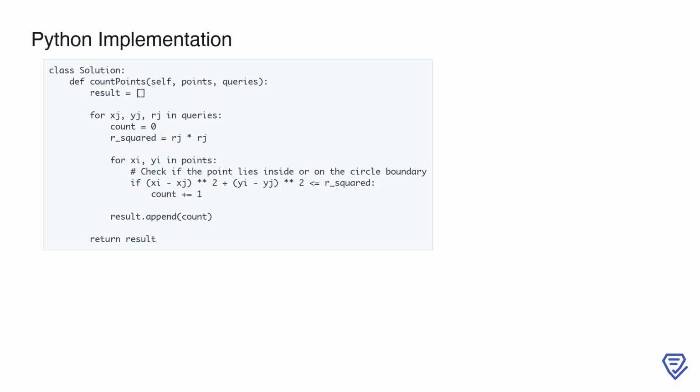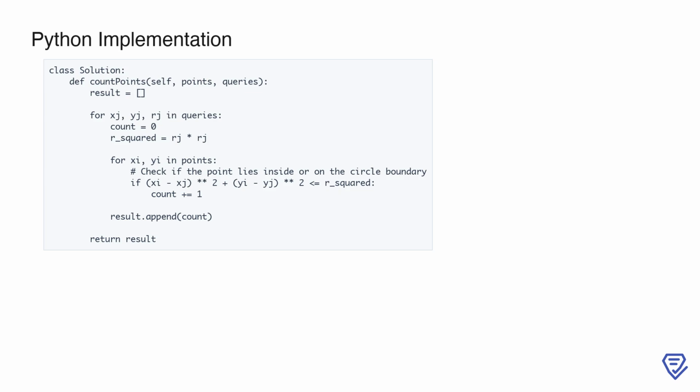4. Inner loop. For each query, the algorithm iterates over all points, xi, yi, in the points list. The squared Euclidean distance from the point to the circle center is computed as (xi - xj)^2 + (yi - yj)^2. If this squared distance is less than or equal to r_squared, the point lies inside or on the circle, and the counter count is incremented. 5. Result storage. After processing all points for a query, the count is appended to the result list. 6. Return statement. Finally, the result list containing the counts for all queries is returned.